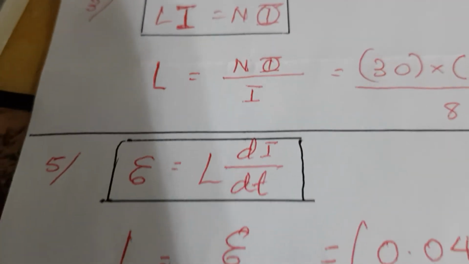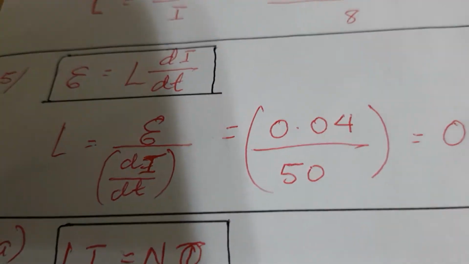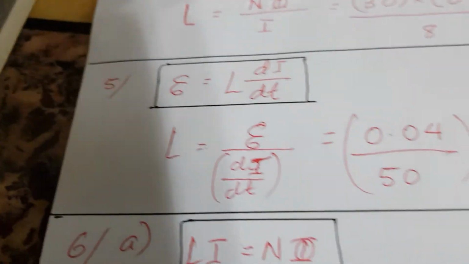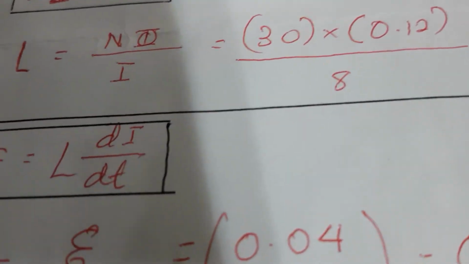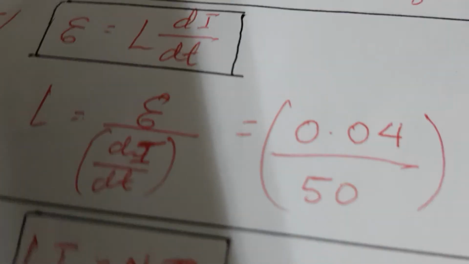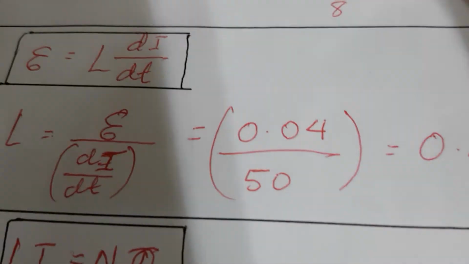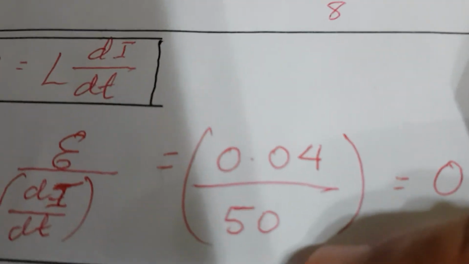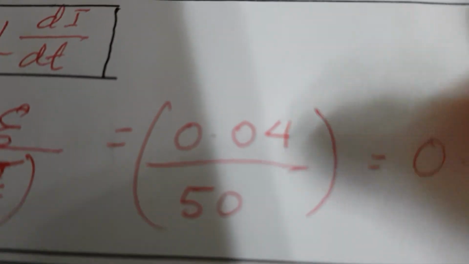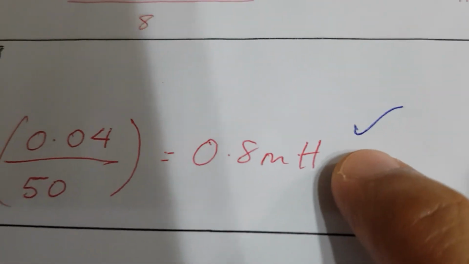The next one, question number 5. Question number 5 again, same thing. Ask you to find self-inductance, when the EMF is given to you as 0.04 volt, isn't it? That is your 40 millivolt. 40 millivolt is your 0.04. And then your current is changing at what rate? 50 ampere per second. So your answer is 0.8 millihenry.